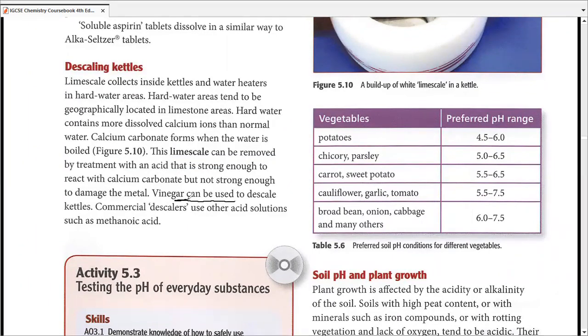Vinegar can be used to descale a kettle without damaging the metal. It can react with the carbonates and decompose them. Commercial descalers use other solutions such as methanoic acid. Remember, the formula for methanoic acid is HCOOH. So from here to here is the only part that you need to understand and memorize.